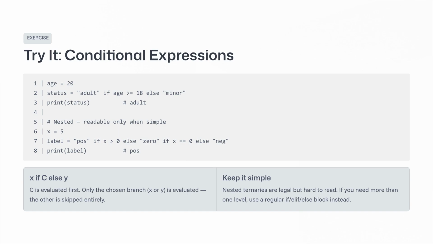Two key rules. C is evaluated first, and only the chosen branch is evaluated. The other is skipped entirely. And keep it simple. Nested ternaries are legal, but hard to read. If you need more than one level, use a regular if, elif, else block instead.